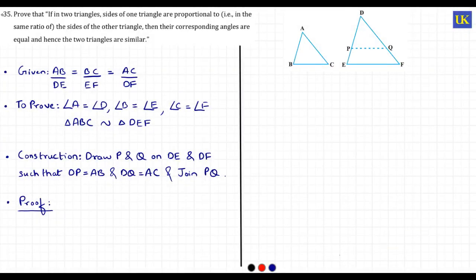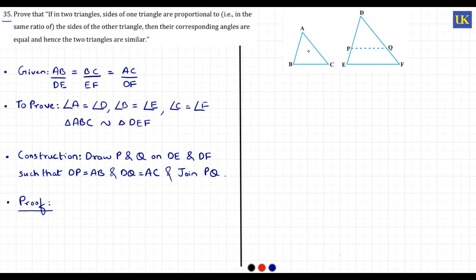Now here we will see question number 35, which is a theorem which we need to prove. This theorem is: if in two triangles, sides of one triangle are proportional to the sides of the other triangle. So there are two triangles given, ABC and DEF. We need to draw these triangles.